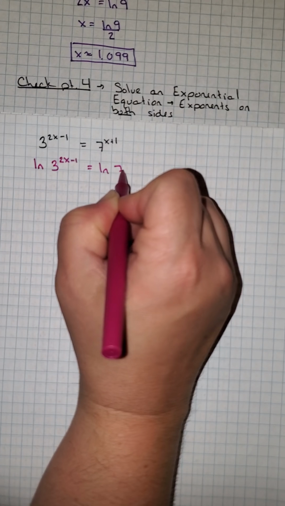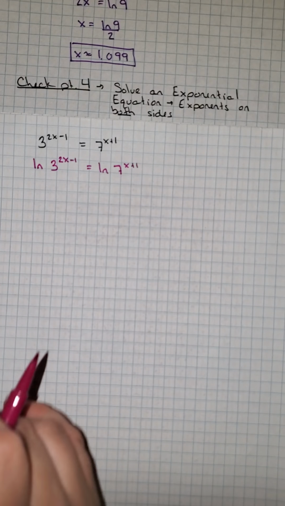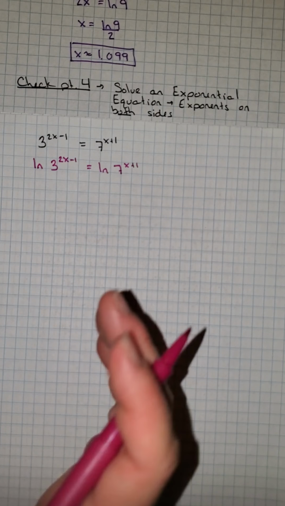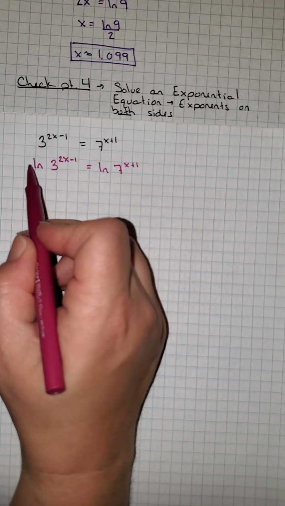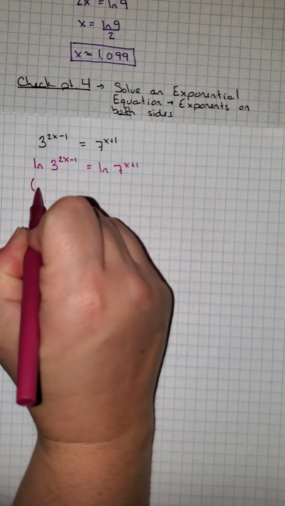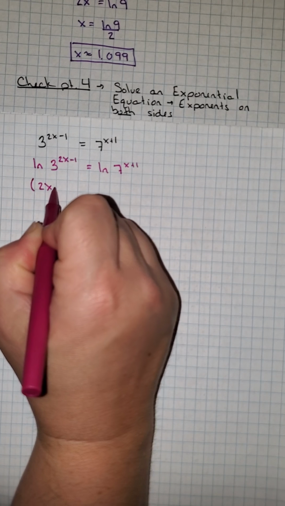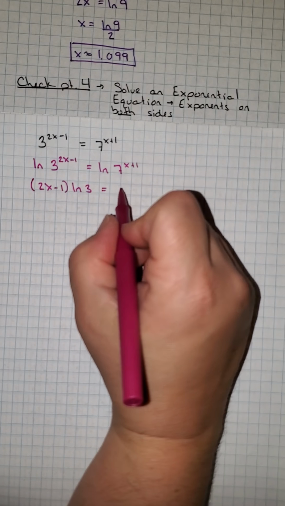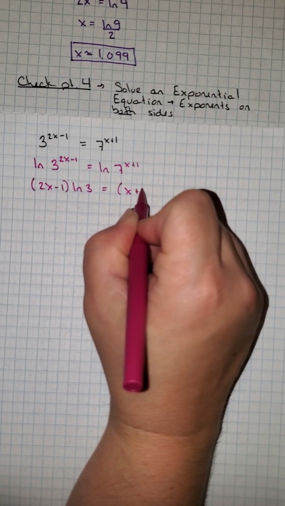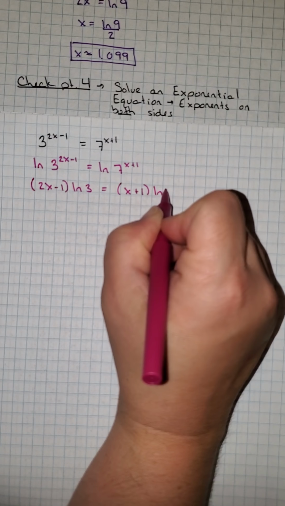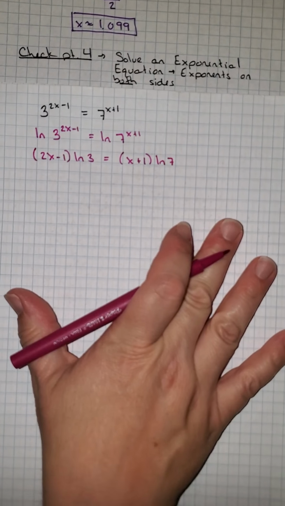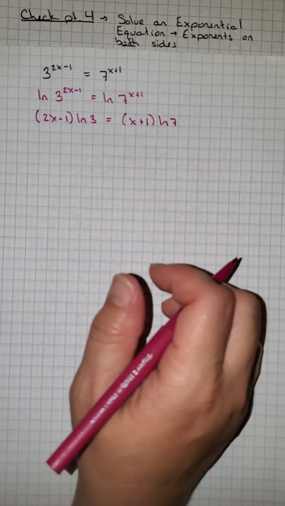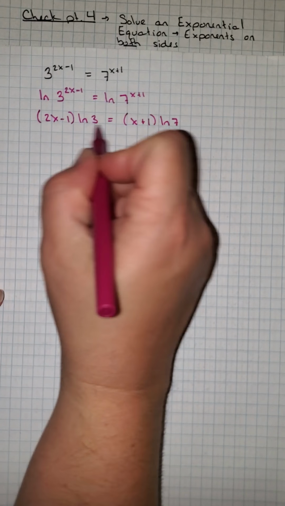So take the log of both sides. Now you're going to bring that entire exponent down in front. So it's 2x minus 1 times the natural log of 3 equals x plus 1 times the natural log of 7. All right, so we need to get our x's together.